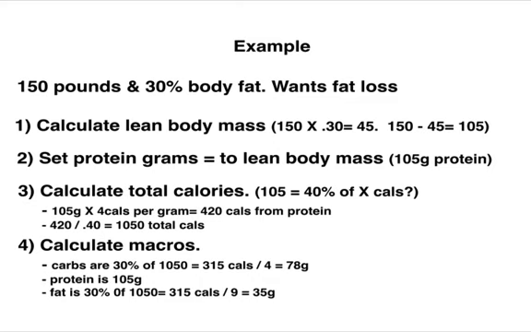The protein is 105 grams. We've already calculated that. That's based on the lean body mass. And the fat is 30% of 1,050 calories. That comes to 315 calories. And there's 9 calories per gram of fat. So we take 315 divided by 9 and we get 35 grams. So the macros for this particular woman at 150 pounds and 30% body fat is 30% carb, 40% protein, 30% fat, and that comes to 78 grams of carb, 105 grams of protein, and 35 grams of fat.